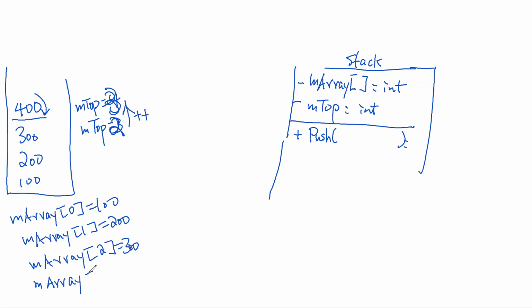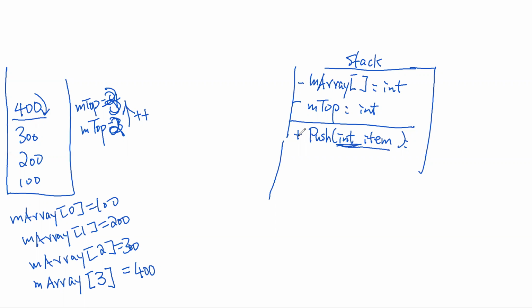Then you need to fill the fourth index, m array sub 3, with 400. Basically, that is what goes in the parameter. So what should be the parameter? Integer 400. Yes, an integer, and you give the parameter a name. Suppose it's called item. The type should be integer.